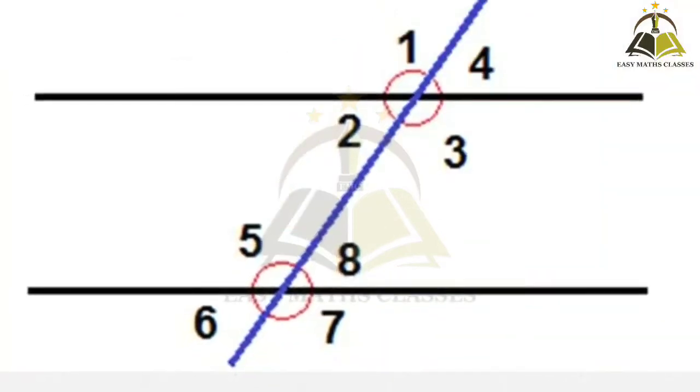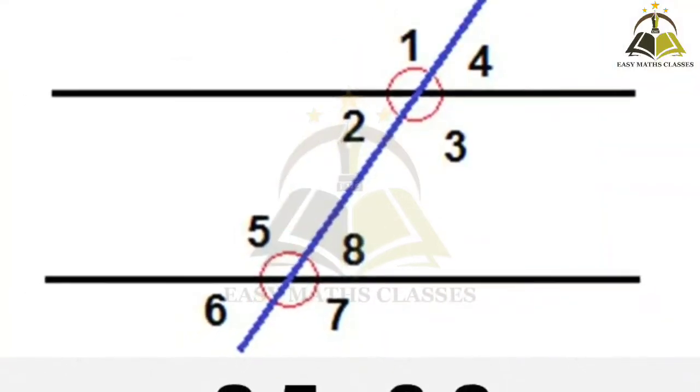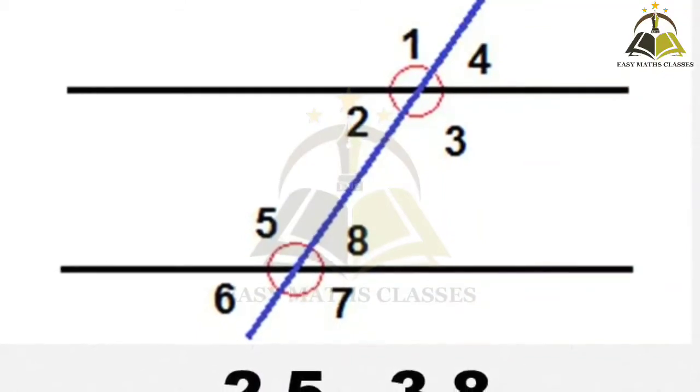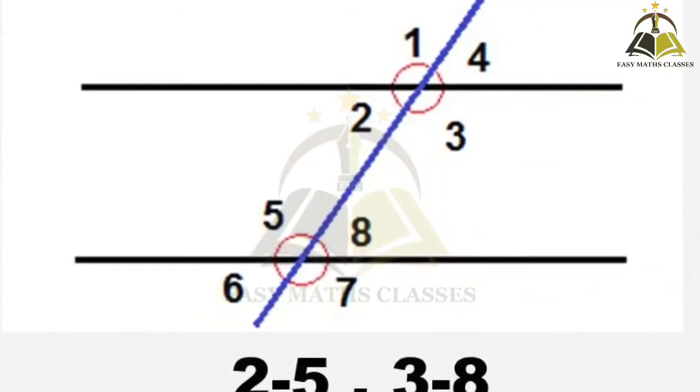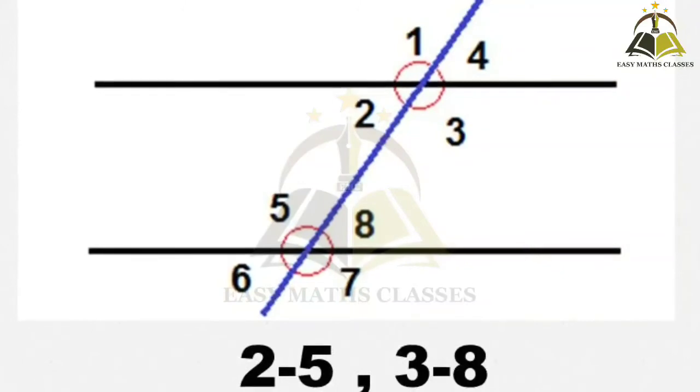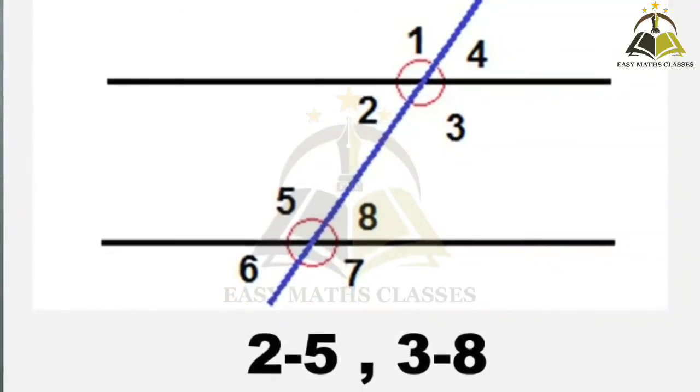In the given figure, angle 2 and 5, and 3 and 8 are the interior pairs of angles. These pairs of angles are supplementary angles. Their sum is 180 degrees.